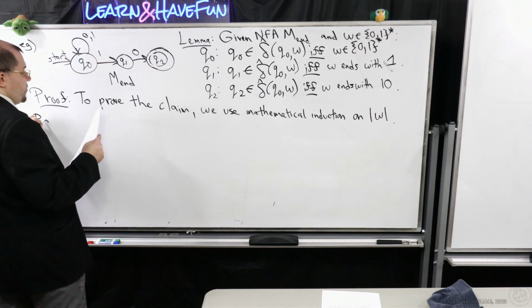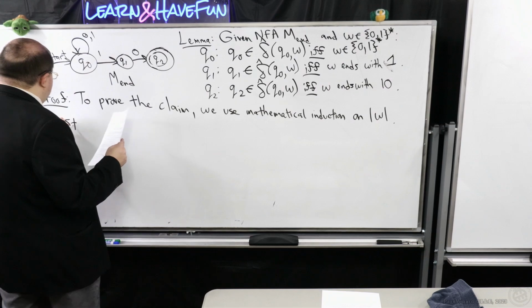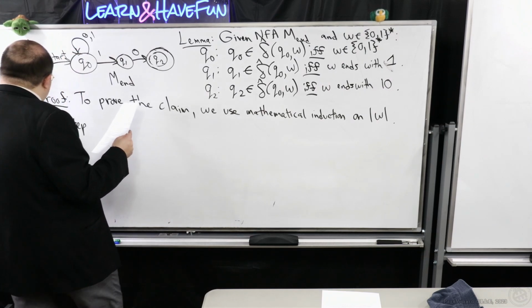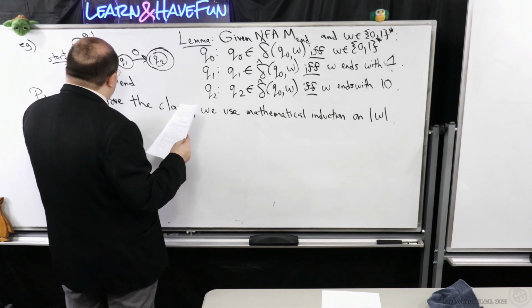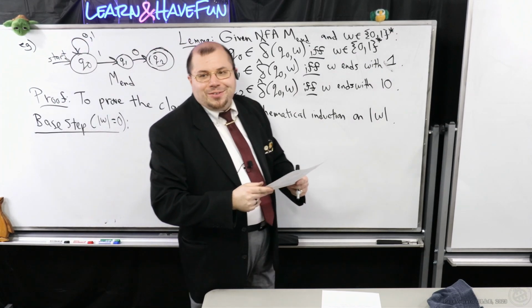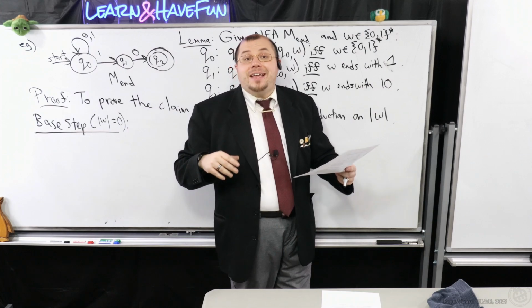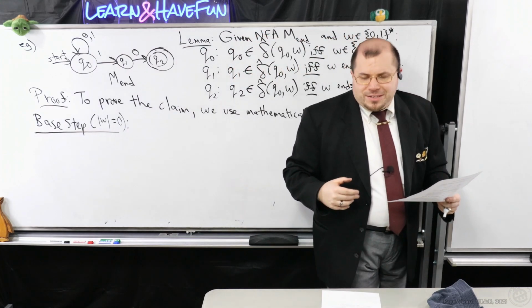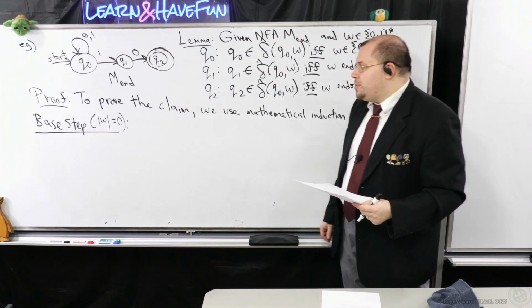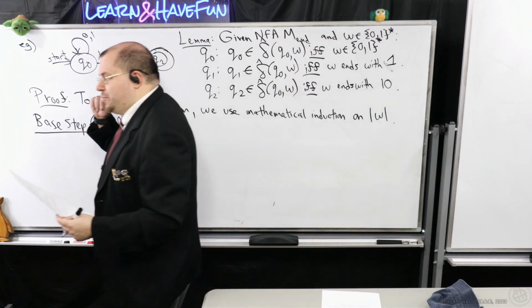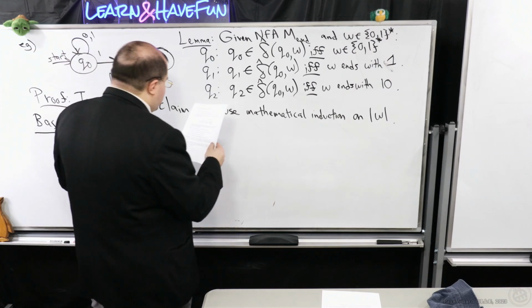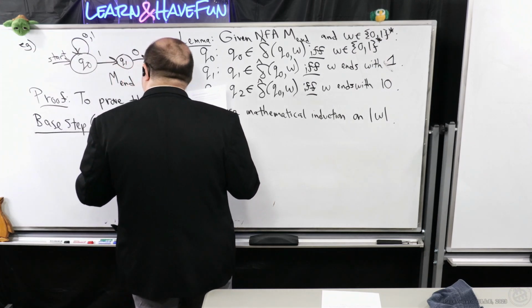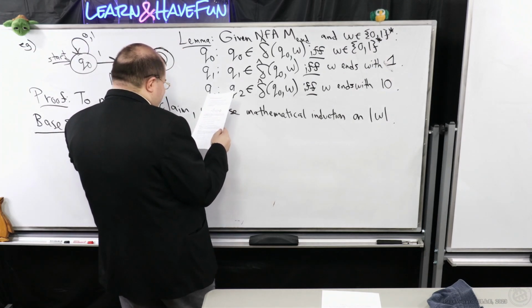So what's the first thing we do in an induction proof? The base step, right? So we're going to start off with the length of the string is 0. Since the length of the string is 0, there's only one string with length 0, right? The empty string. So let's just see what happens when we're given the empty string. We'll use the definition of computation on an NFA. I know it sounds a little bit weird, but go with it, okay?